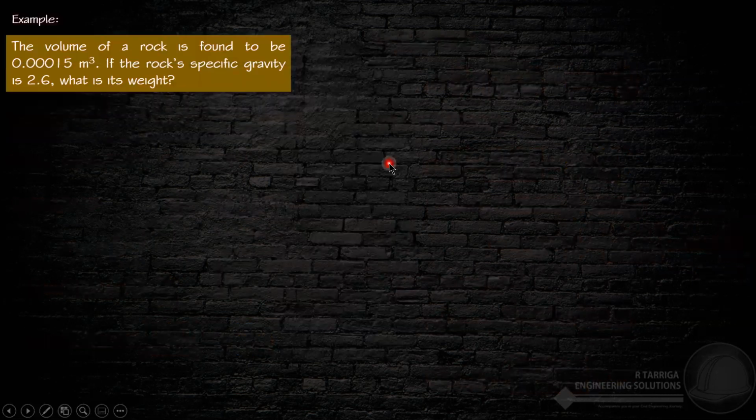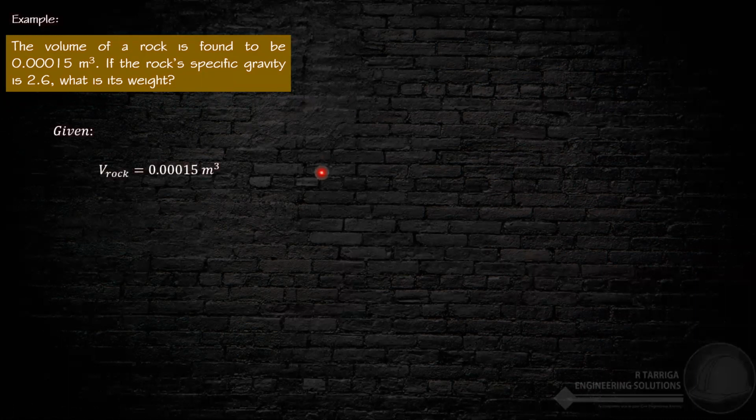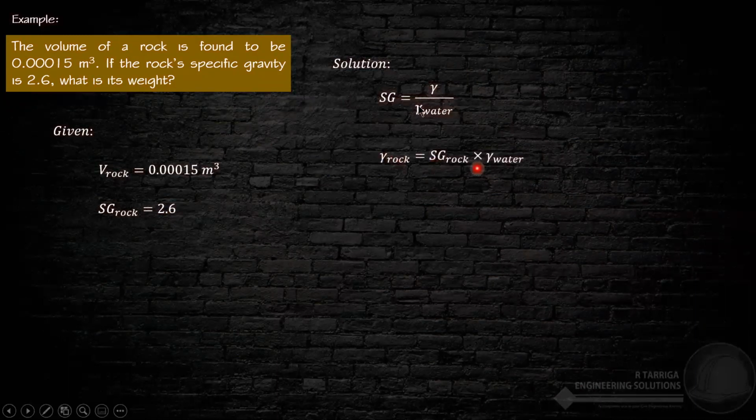The volume of a rock is found to be 0.00015 cubic meter. If the rock specific gravity is 2.6, what is its weight? The solution, of course, we will first solve for the unit weight of the rock. How do we do that? We go through the specific gravity of the rock. Specific gravity is the unit weight over the unit weight of water. If we apply that to the rock, we just cross multiply the specific gravity and the unit weight of water.